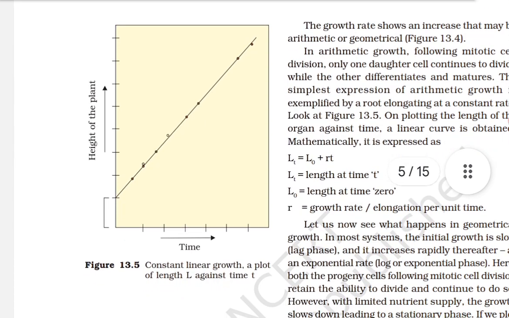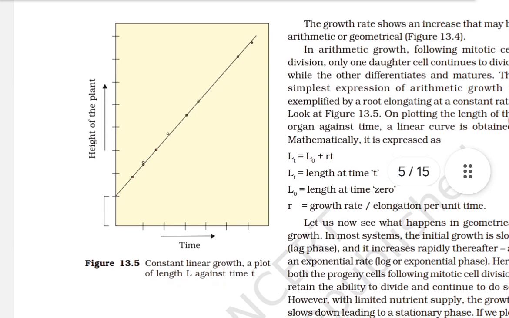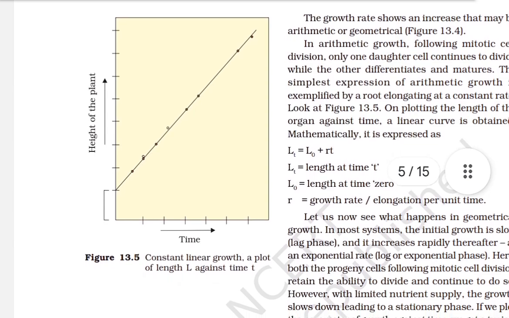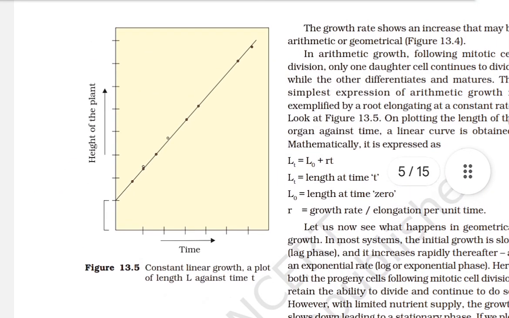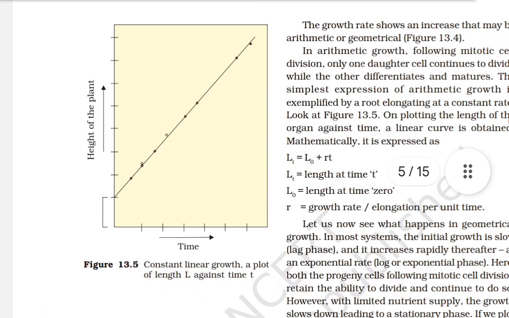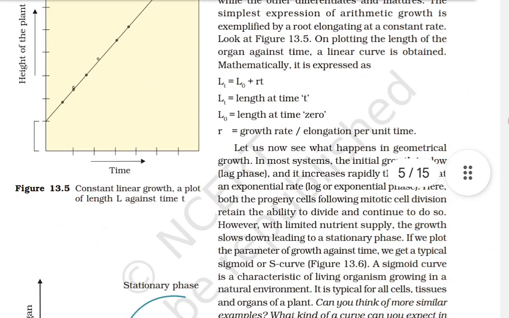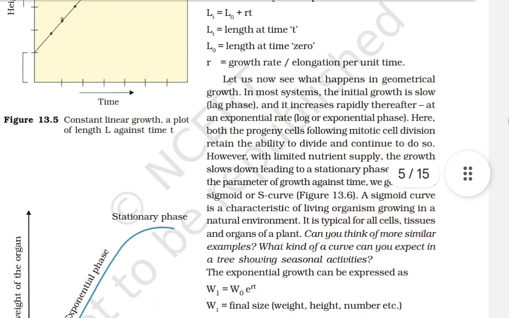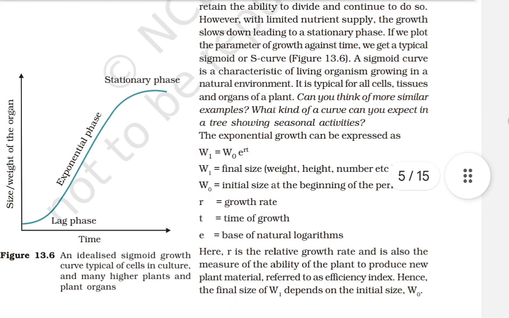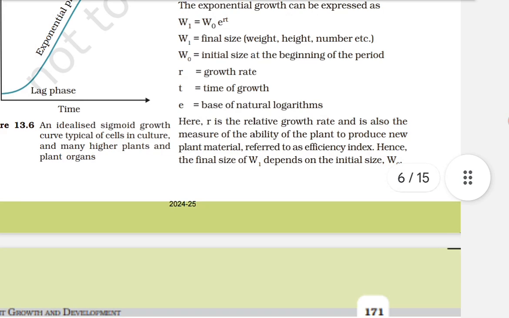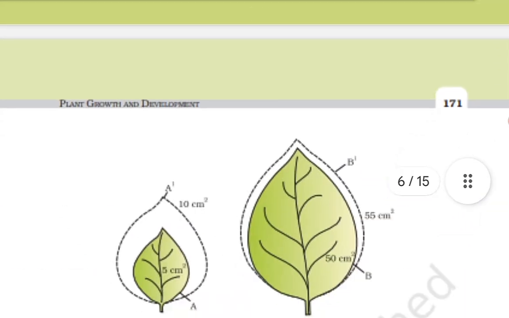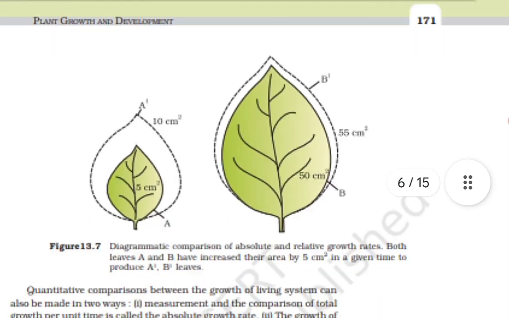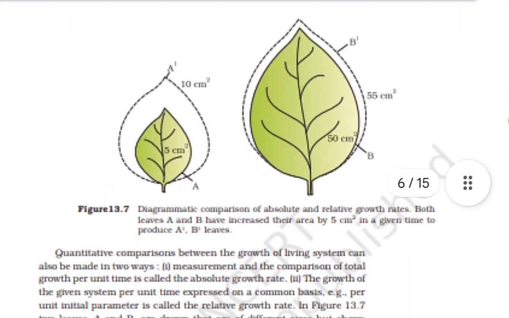A sigmoid curve is a characteristic of living organisms growing in a natural environment. It is typical for all cells, tissues and organs of a plant. Can you think of more similar examples? What kind of a curve can you expect in a tree showing seasonal activities? सोचो, क्वेश्चन क्या है? What kind of a curve can you expect in a tree showing seasonal activities?